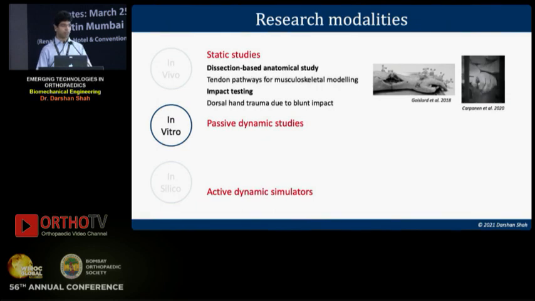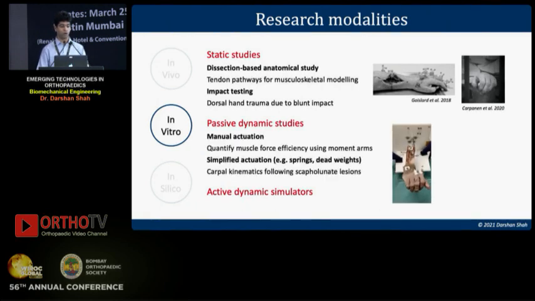And moving a step further, we can go from static to dynamic. We can have passive dynamic studies where you have a manual actuation, or you basically move the joint in a simplistic fashion using dead weights or using springs, but essentially to address an orthopedic problem.